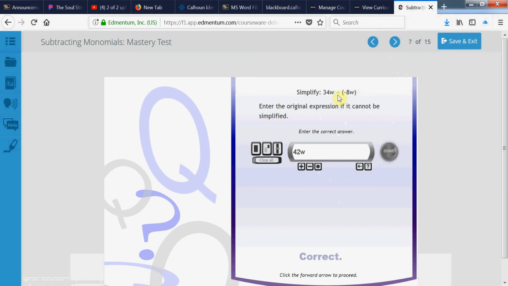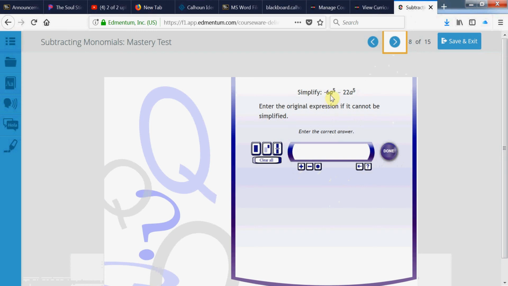Again, this is a negative. If you have two negatives separated by parentheses, you convert both of them to a plus sign. 34w plus 8w is 42w. They're like terms, so I deal with the coefficients. Keep the common variable, w. Are you with me? All right.